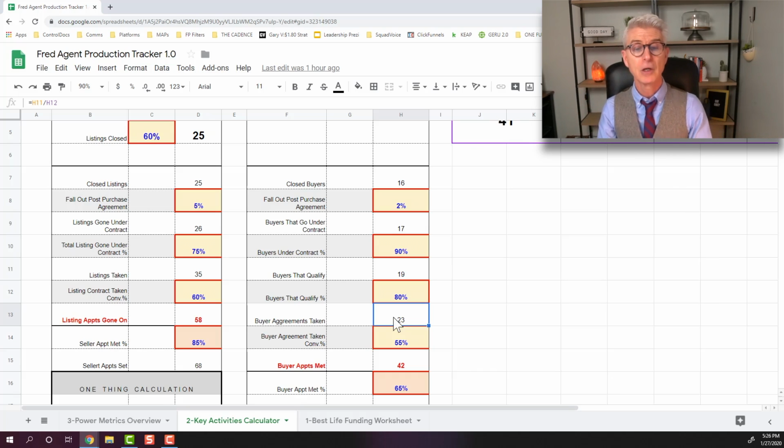to the lender. So Fred knows that for all the people that sign a buyer broker with him, 80% will qualify for a mortgage. So Fred's got to get 23 people to sign buyer brokers with him, knowing that 19 will qualify, knowing that 17 will write an offer that gets accepted, knowing that 16 will close.